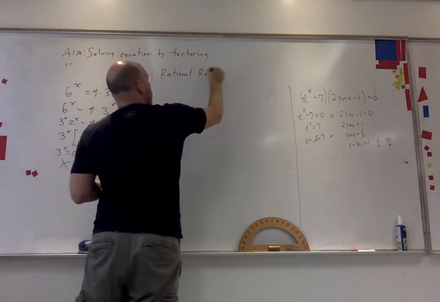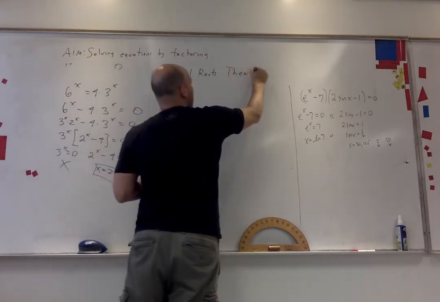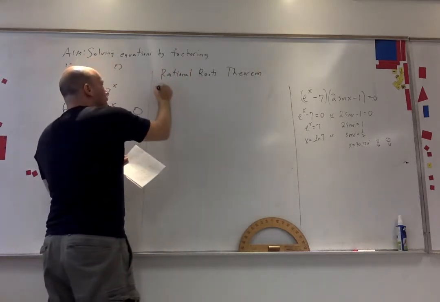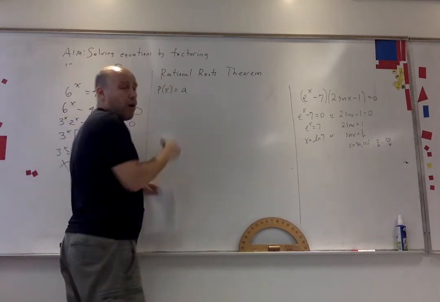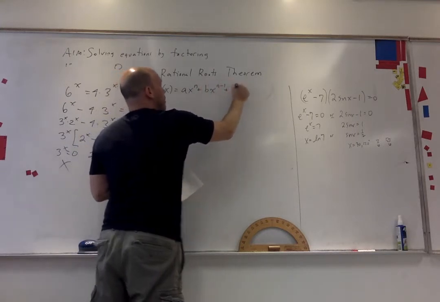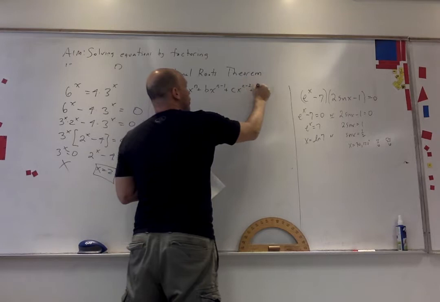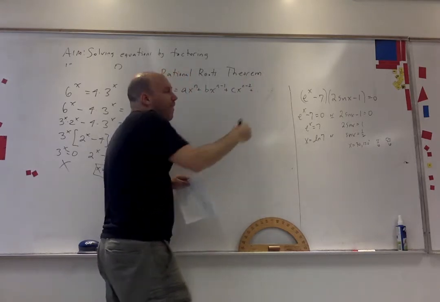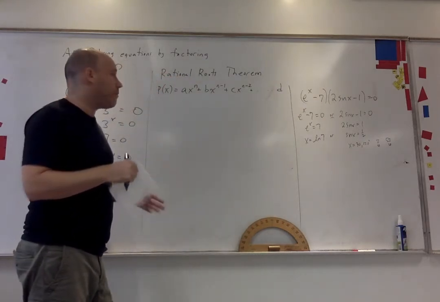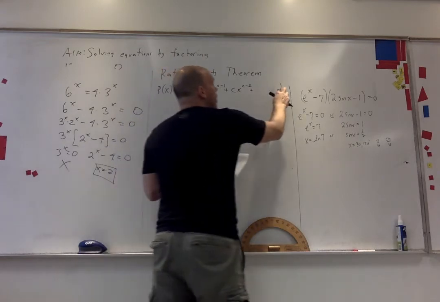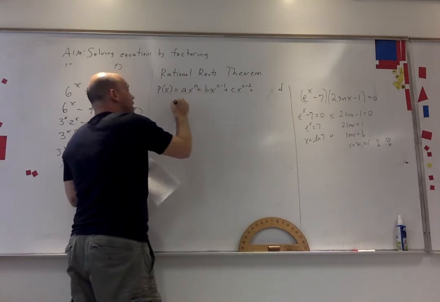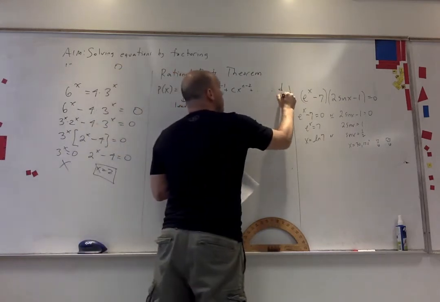The rational roots theorem, and it goes something like this. It's kind of cool. Let's say that you have a polynomial, p of x, and the lead coefficient is a. So bx to the n minus 1, cx to the n minus 2, blah, blah, blah. Let's say the final coefficient is d. So this is the lead, and this is the constant.